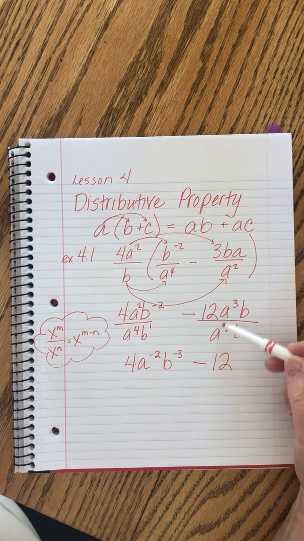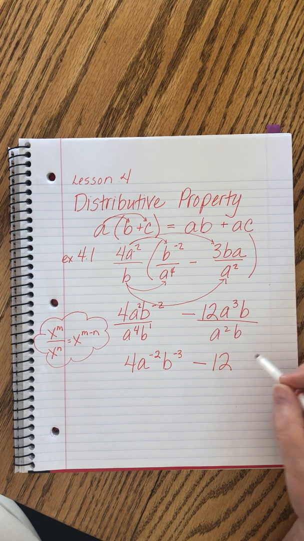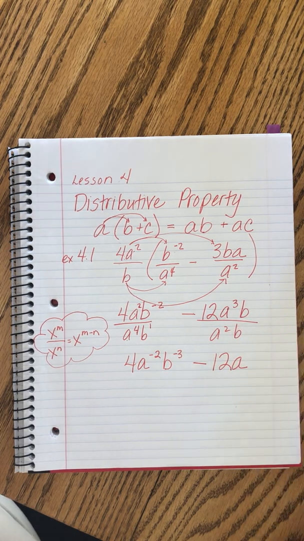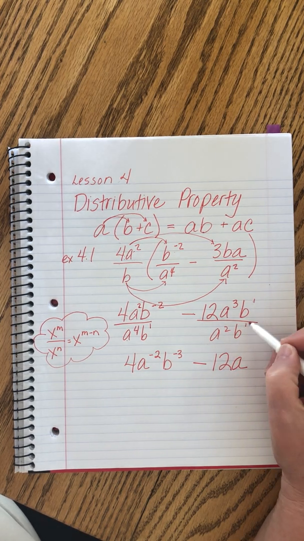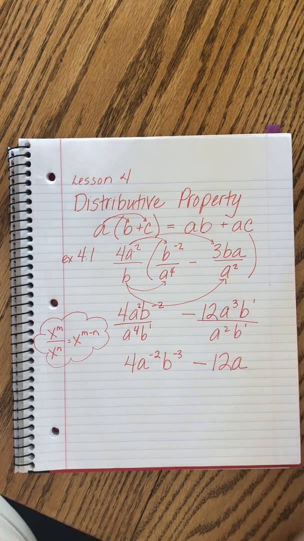Here are matching a's. 3 minus 2 is 1, so I don't need an exponent on that. And then I can put these numbers here if I want. 1 minus 1 is 0. So that means b goes away. Oh, okay. So this is looking like our answer.